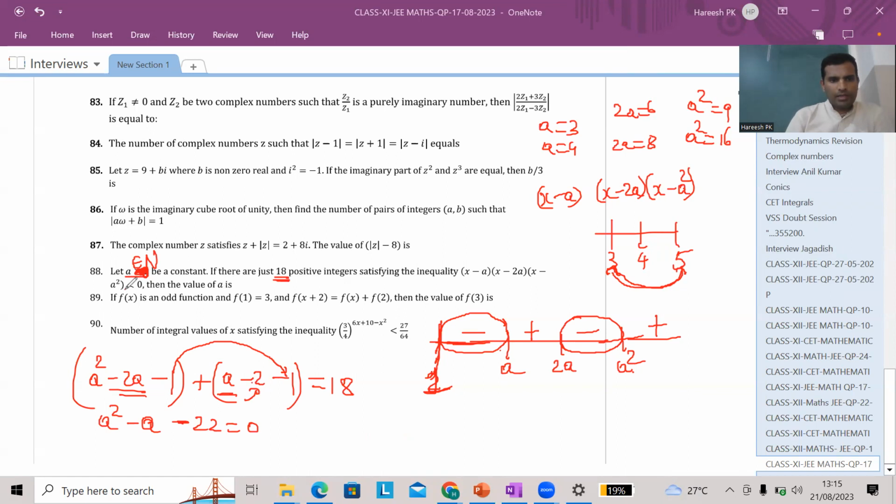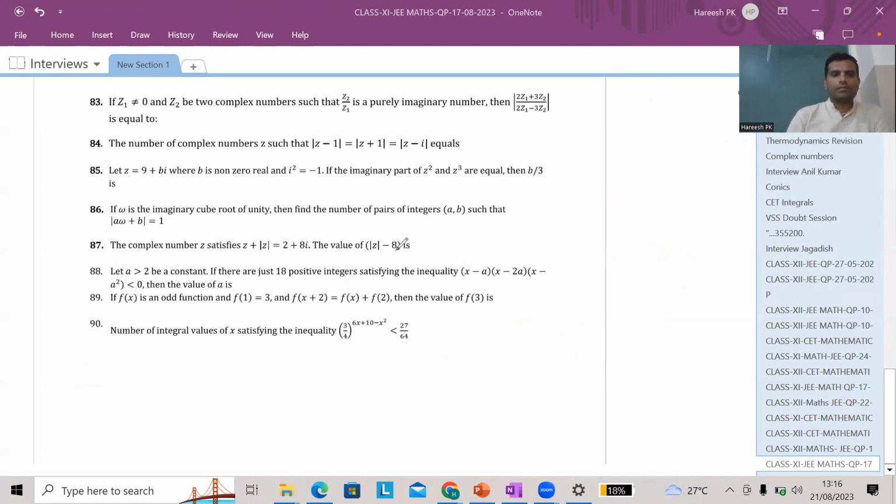So, as far as I understand, there's some mistake in this question. Either it should be less than or equal to 0, something like that. If it's less than or equal to 0, then I don't have to subtract this one, and I don't have to subtract this also. So then I'll get a square minus a minus 20. Now you'll get progress. A square minus a minus 20, which is (a minus 5)(a plus 4). So a has to be 5. That way you can say a is 5. Next question.